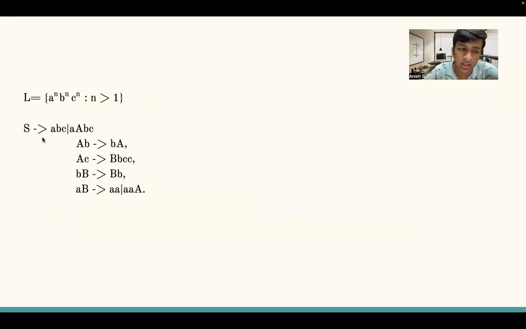Here we've defined the start state as ABC, wherein A is defined as AB, which can be reversed as BA, and AC is replaced by BBCC. This is to ensure that there are an equal number of A, B, and C in the language. If you had not written AB to BA, there would be n number of A's but not an equal number of B's and C's. This is how the language is developed.